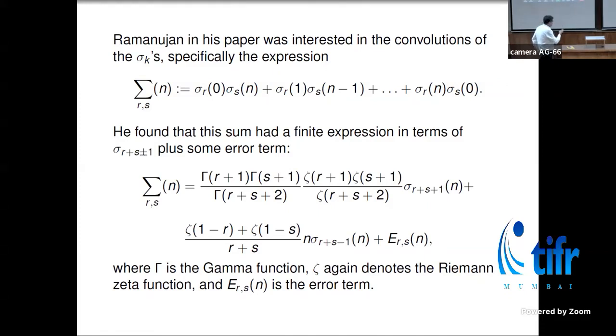Okay, and somehow in that paper he wants to evaluate this. He wants to say something about these convolved sums. Okay, any questions?